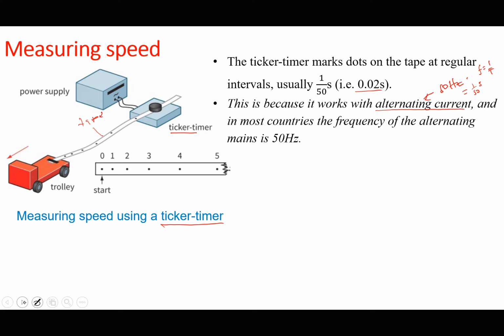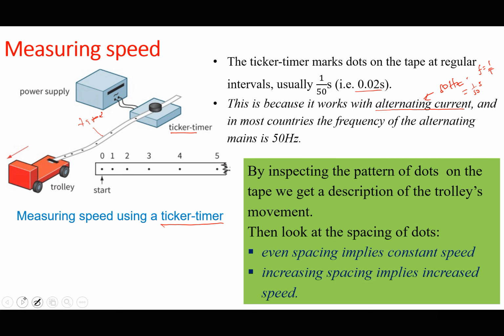The only thing we do for the ticker tape is inspect the pattern of dots which have been made onto the tape. If we look at the space between the dots, then we can tell whether the object was moving at a constant speed, speeding up, or slowing down. The advantage of this method is that it can give us the instantaneous speed. It can tell us when the object was speeding up and when the object was slowing down.